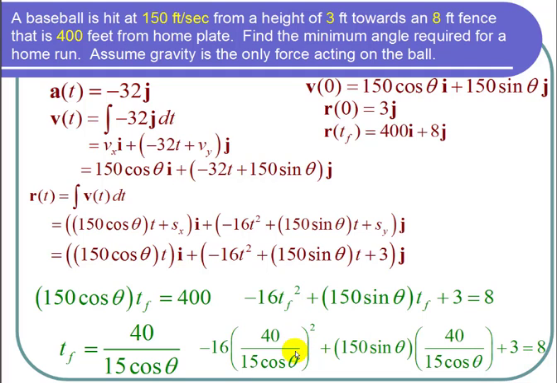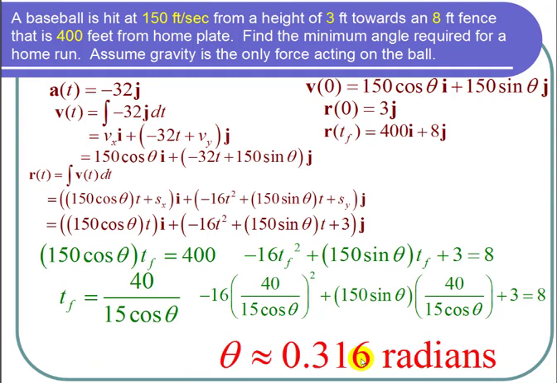So this is an equation in one variable that's very difficult to solve by hand. So instead, I used a solver on a computer, and I got that theta was approximately equal to 0.316 radians. And that's the minimum angle required for a home run. And I'm done with the problem.